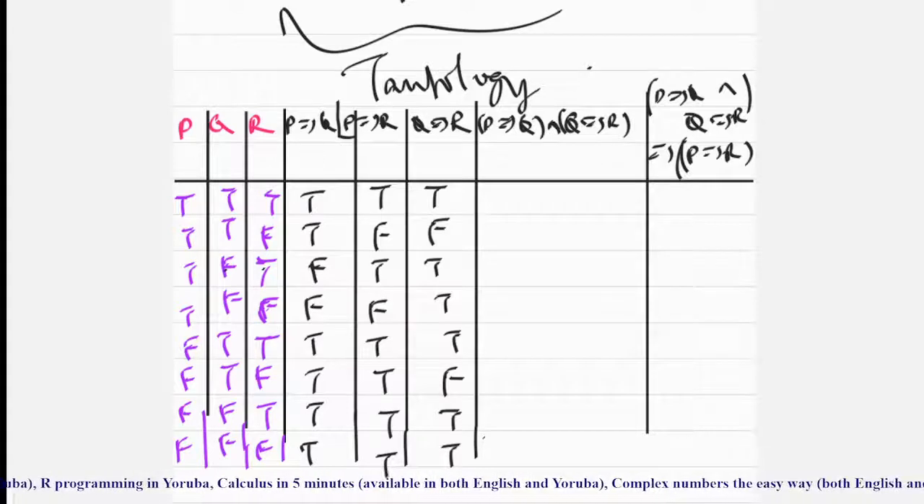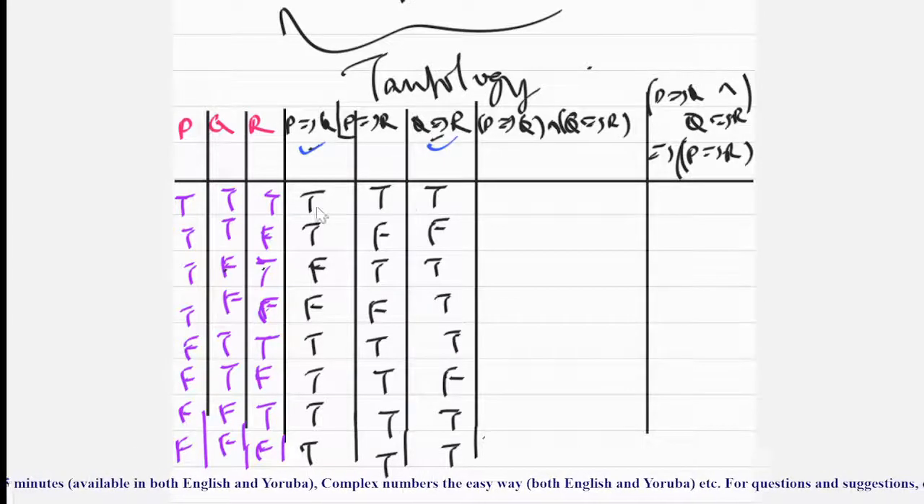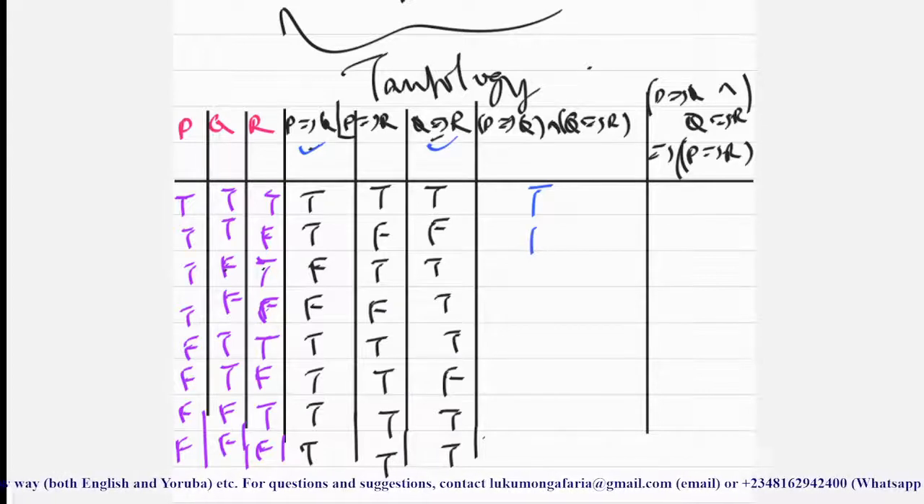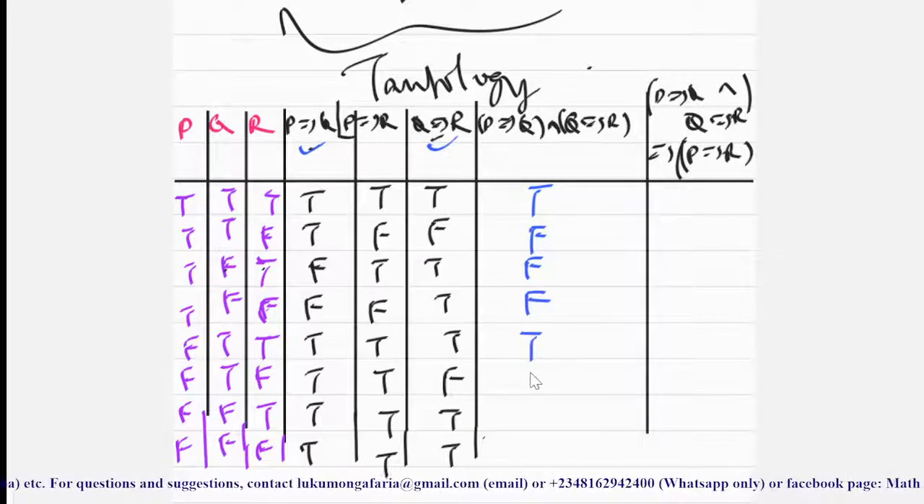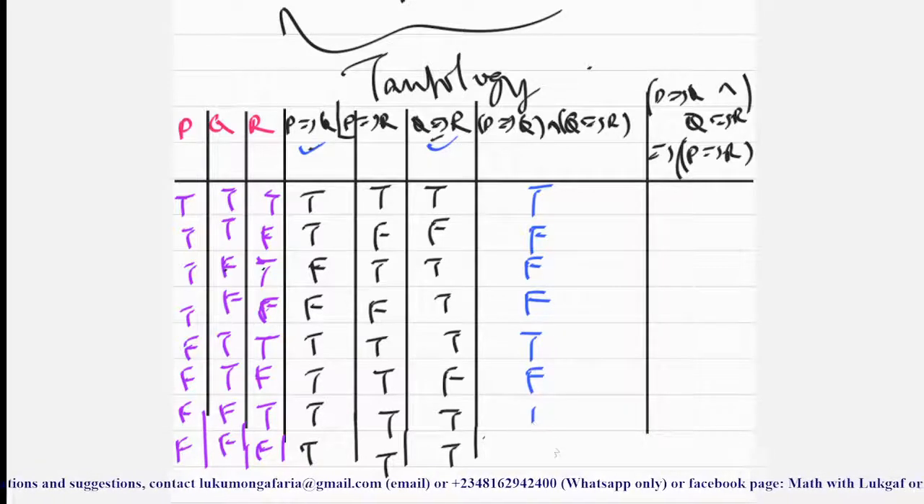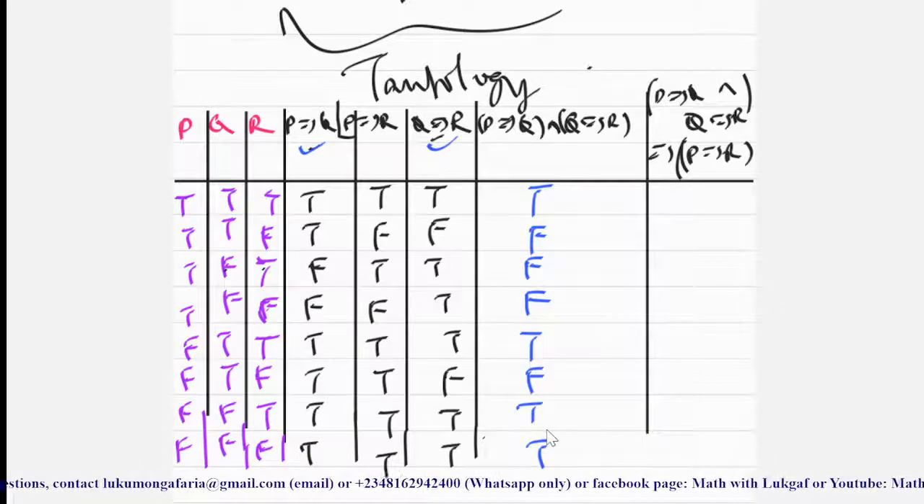P implies Q, Q implies R. Let me change my marker. P implies Q, Q implies R. True, true. And don't forget, the only time you are going to have true when you are using conjunction is when both are true. True, true, that is true. True, false, false, false, false, true. Check it out, false, true, true. I hope you understand now.